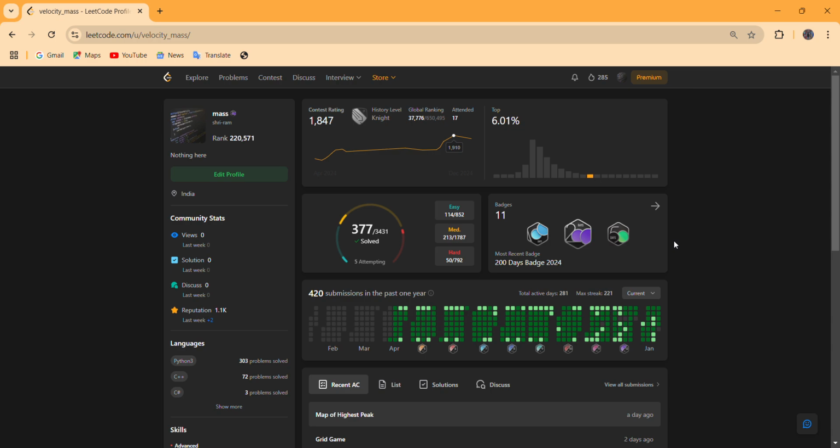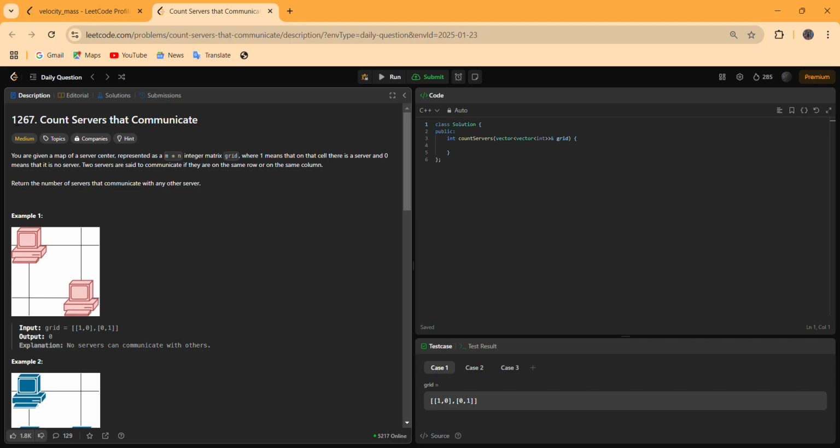Welcome to today's LeetCode challenge. This is our day 285 on LeetCode, and today's problem is problem number 1267, called Servers that Communicate.